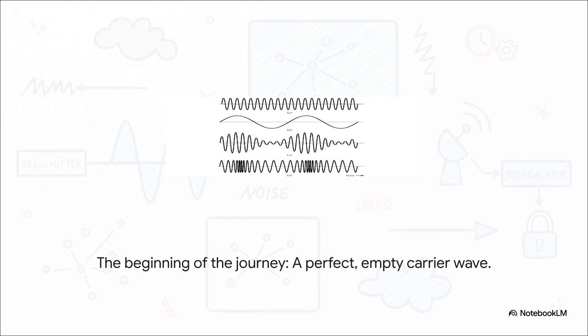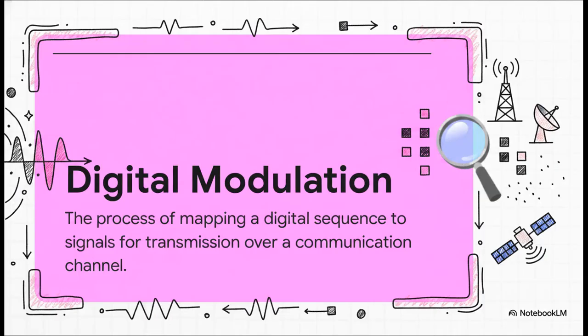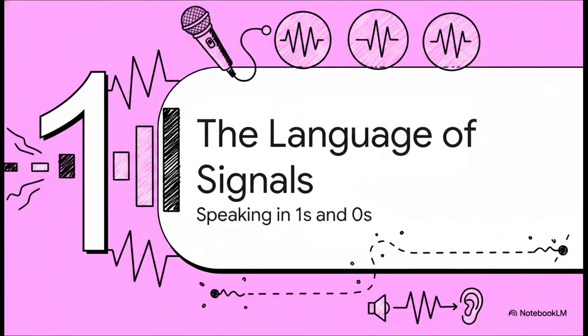So the fundamental challenge for all of modern communication is, how do we take our ones and zeros, the language of computers, and embed them onto this simple, featureless wave? So how do we do it? Well, the answer is a process called digital modulation. Really, all modulation is the art of changing, or modulating, the properties of that carrier wave to represent our data. It's how we give our bits a physical voice so they can actually travel through the air to get where they're going.